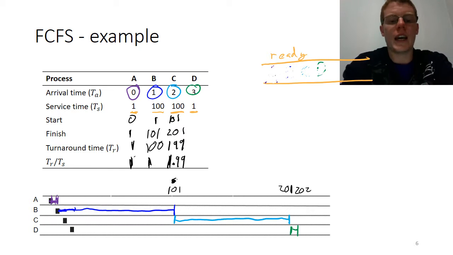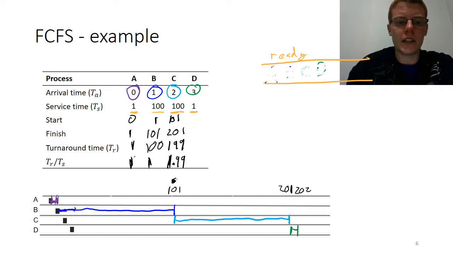So it actually took almost twice as long to run process C as it needed to as far as the original dispatching was concerned. Now finally we get to process D, for which we have the worst news. Process D arrived at time 3, but it doesn't begin processing until process C is finished at time step 201. Then it processes for a whopping 1 time step, so finishing at 202.